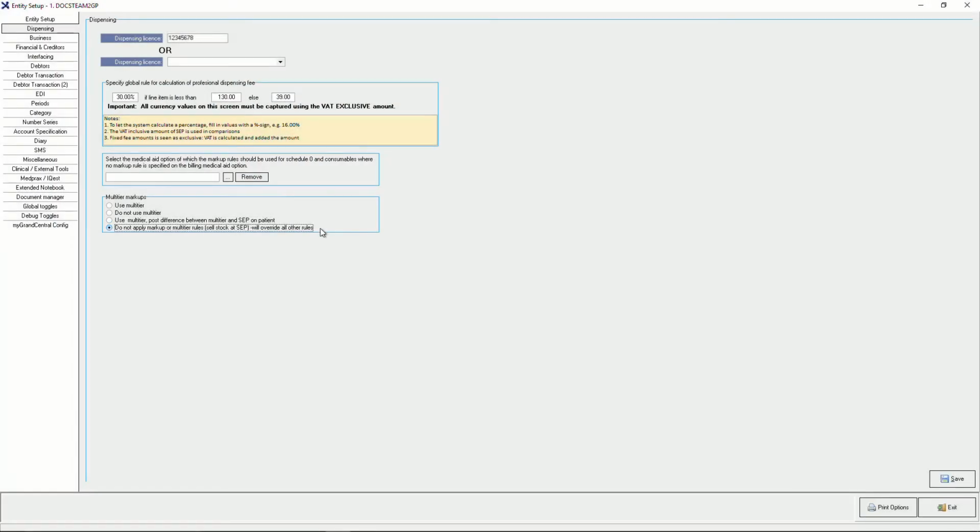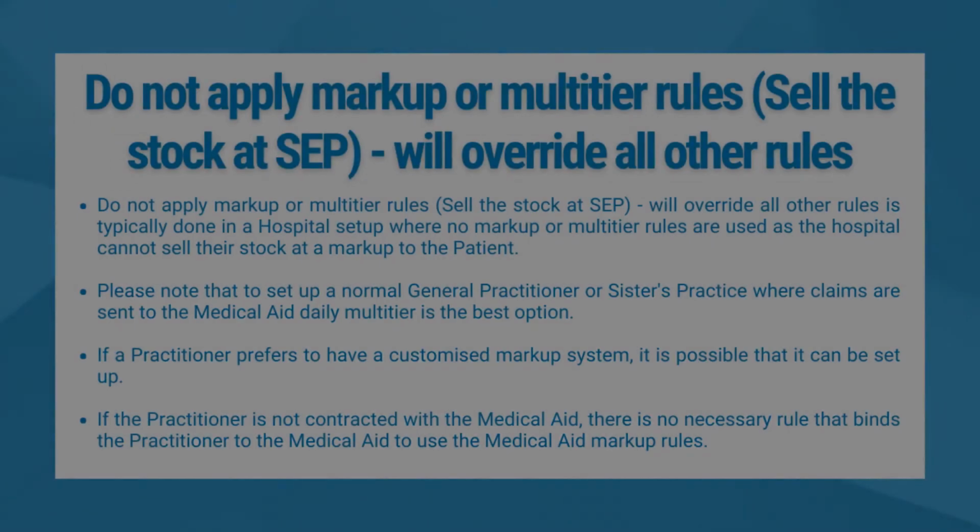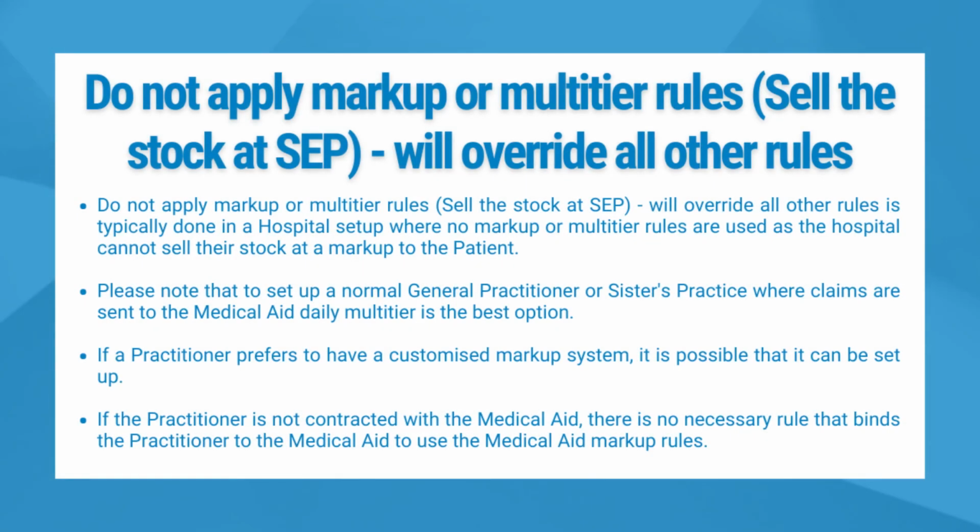Do not apply markup or multitier rules. Sell the stock at SEP will override all rules. This is typically done in a hospital setup where no markup or multitier rules are used, as the hospital cannot sell their stock at the markup to the patient. Please note that to set up a normal general practitioner or sister's practice where claims are sent to the medical aid daily, multitier is the best option.